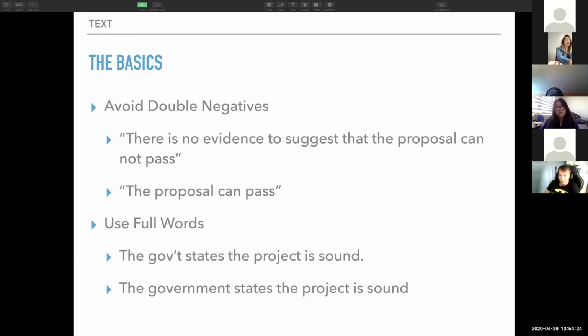And then make sure that you're not using abbreviations for full words. Instead of saying the government states the project is sound, make sure you're spelling stuff like that out. Now, there is a way that you can get away with abbreviations, if you say, like, according to the Federal Bureau of Investigation, you spell it out, but then in parentheses, you put FBI.